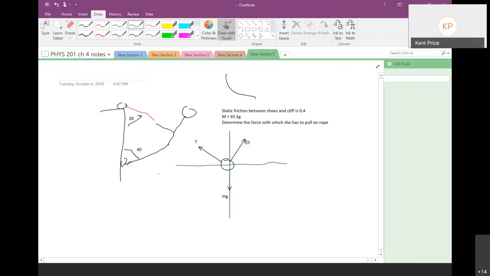Okay, so how are we going to find T? Let's do T first. So the Y component of T is actually that vector. I'm going to use an arrow, since it's a vector, so I should use an arrow, not a line. So there is Ty, and then Tx would be that.